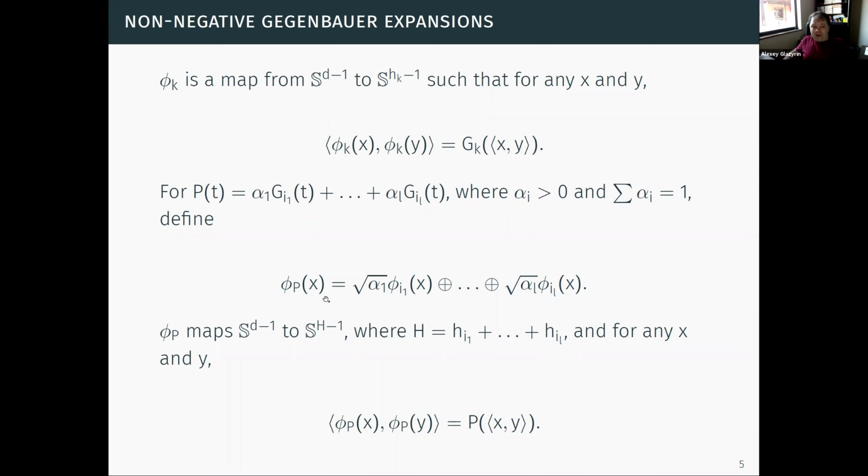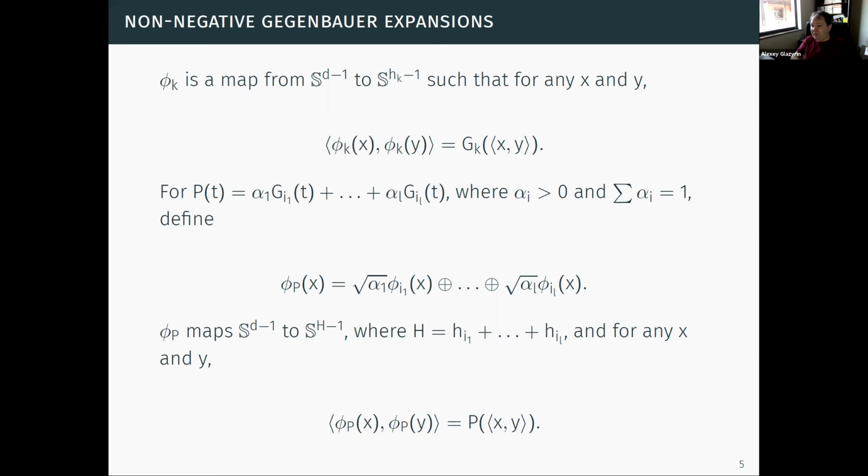Then we can define an associated mapping phi_p, which is comprised of the mappings for all degrees i_1, i_2, and so on through i_l. It's pretty clear that this is a mapping from dimension d to dimension h, which is the sum of dimensions of the harmonic spaces here. And the value of the scalar product after the mapping is going to be the value of the polynomial at the initial scalar product.